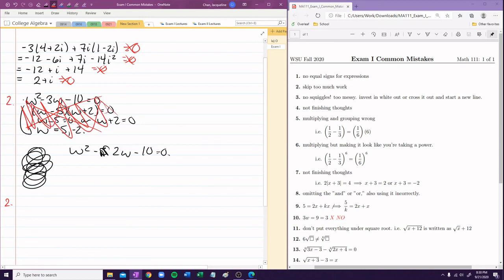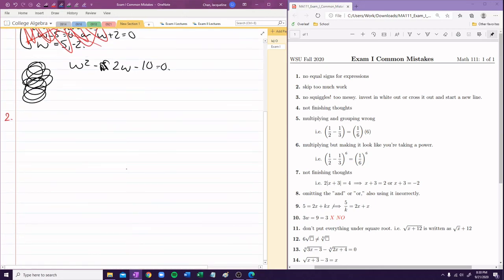That drives me nuts. Another thing is that people do not finish their thoughts. What do I mean by that? An example is with absolute values. Some people would end up right here, and then they divide by 3, but then they tell me x minus 2 is equal to 2 or x minus 2 is equal to negative 2. You can't do that yet. You have to show me x minus 2 is equal to 2.